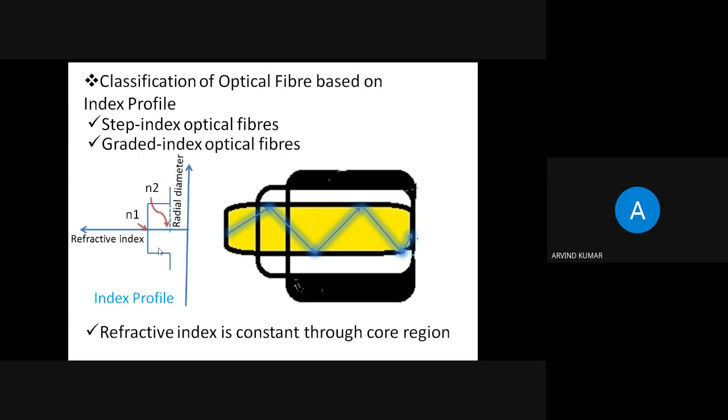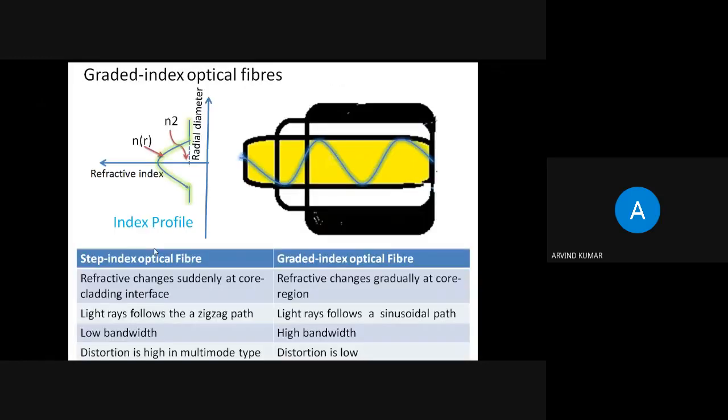So this is one category, and another category is the graded index optical fiber. In graded index fiber, again here we have drawn the index profile, taking radial distance or diameter along the y-axis and representing refractive index along the x-axis. Here the difference is that at the interface the refractive index is n2.